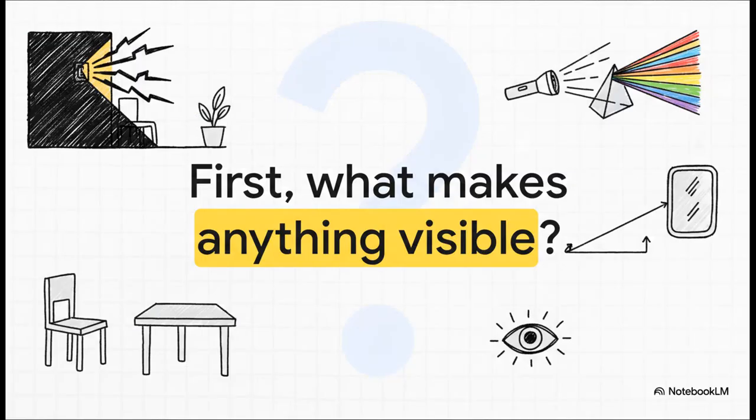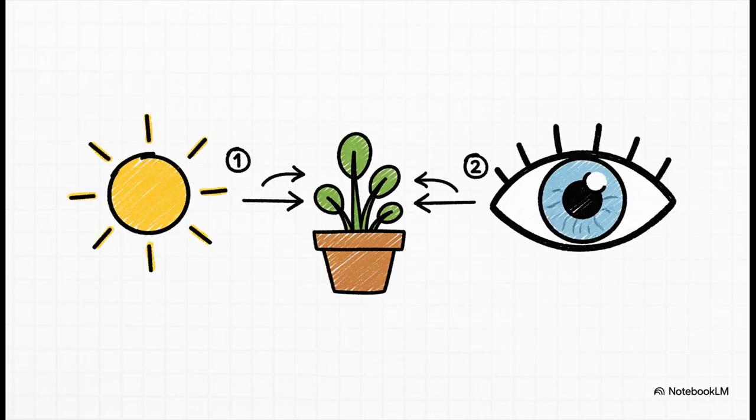First things first, what even makes something visible? I know it sounds super obvious, but let's really think about it. If you're in a completely dark room, you see nothing. You flip a switch and boom, the world appears. So what is actually happening in that moment? Well, it's really a two-step dance. Light from a source, like the sun or a light bulb, hits an object. That object then bounces the light back, and when those reflected rays enter our eyes, our brain processes it as an image. No reflection, no vision. It's as simple as that.